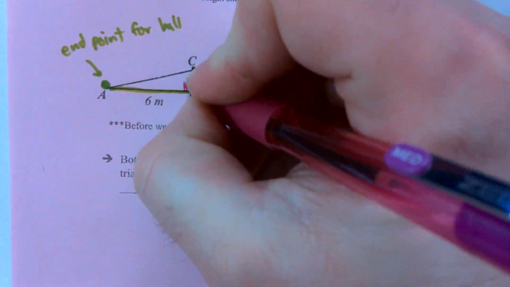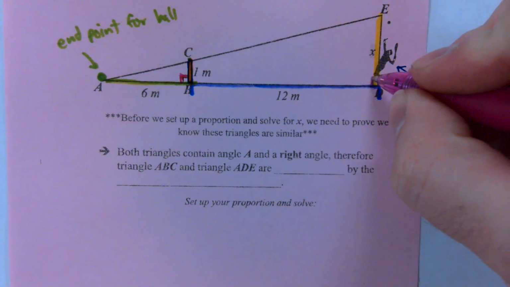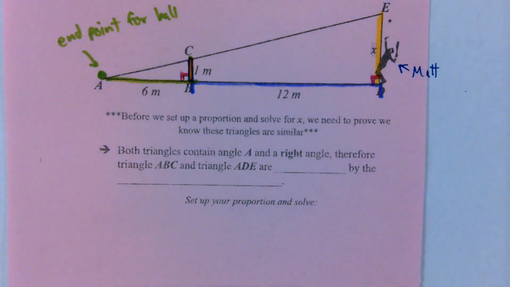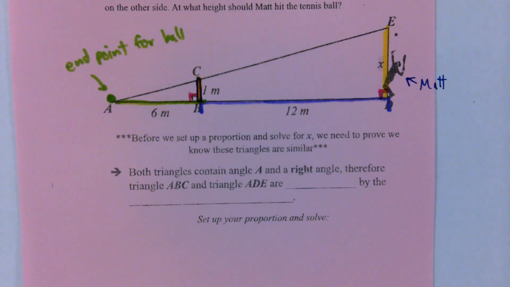This little square in my smaller triangle and the little square in my larger triangle show us that we have two separate right angles. Those are both 90 degrees. Those are congruent to each other. Where's my other pair of congruent angles, though?